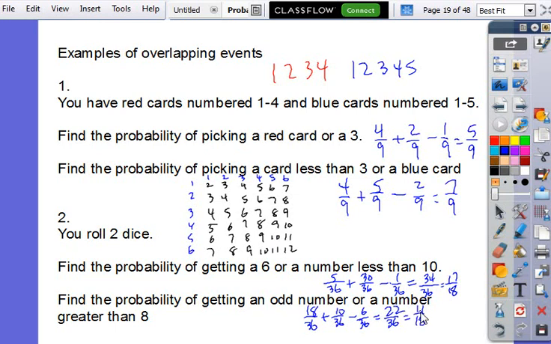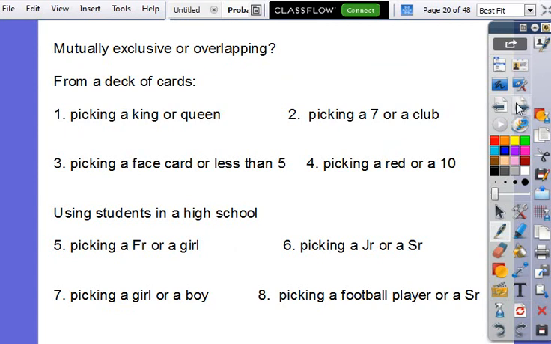So if I want to determine mutually exclusive or overlapping, mutually exclusive cannot happen at the same time, overlapping can. So the first one, can I pick a king and a queen at the same time? No. So that would make it mutually exclusive. You cannot do both things at the same time. A 7 or a club. Can it be a 7 and a club at the same time? Yes. So then that one's going to be overlapping. A face card or less than 5. Mutually exclusive, because I can't have something less than 5 and be a face card. A red or a 10.